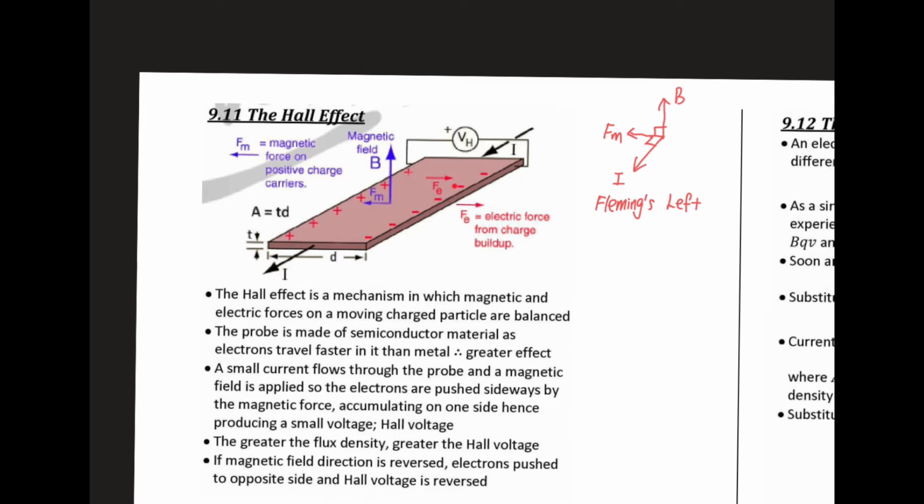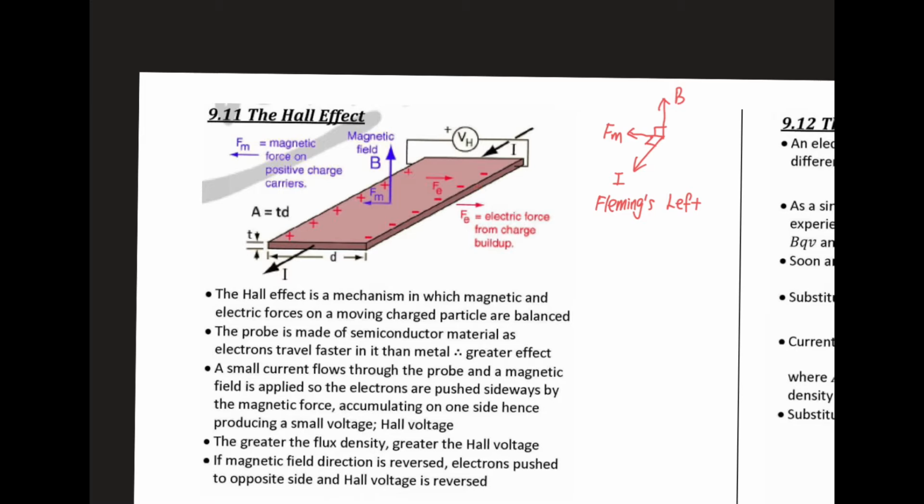And this creates an electric field. The electric field is where it starts from positive to negative. So the electric field has the electric force. The electric force is positive to negative. So the magnetic force is acting to the left, and the electric force is acting to the right.